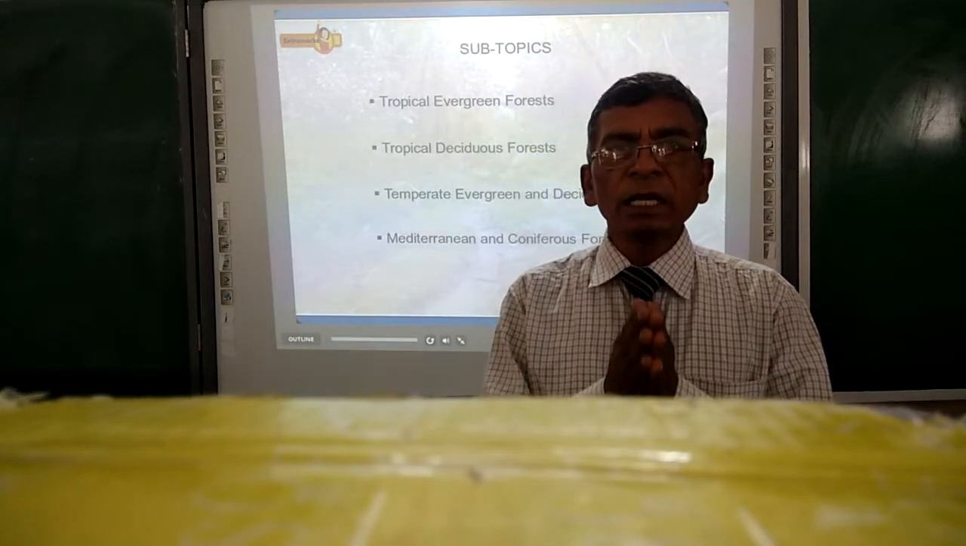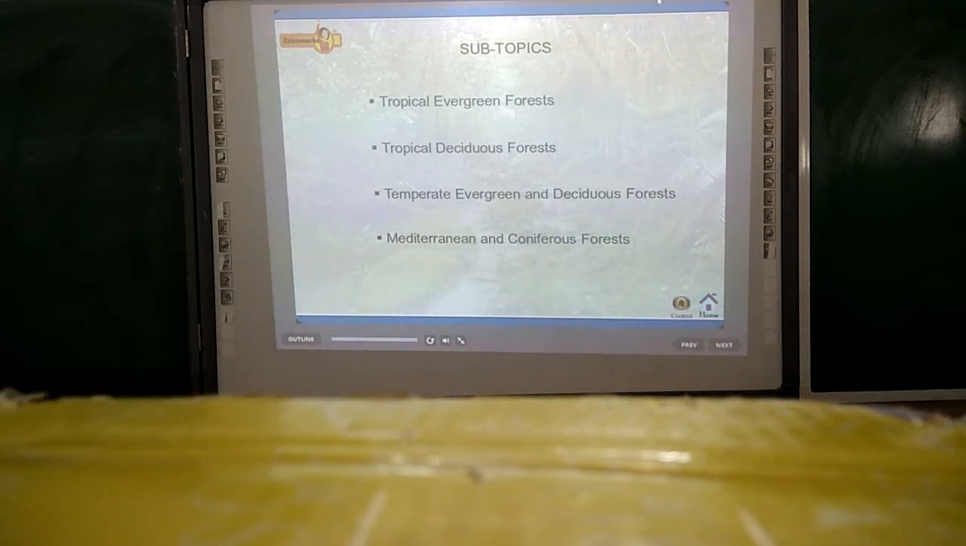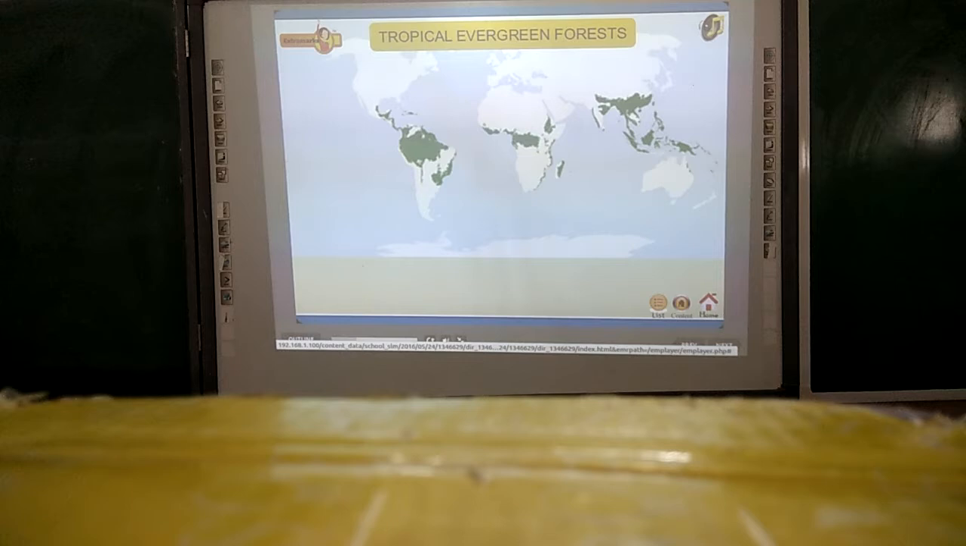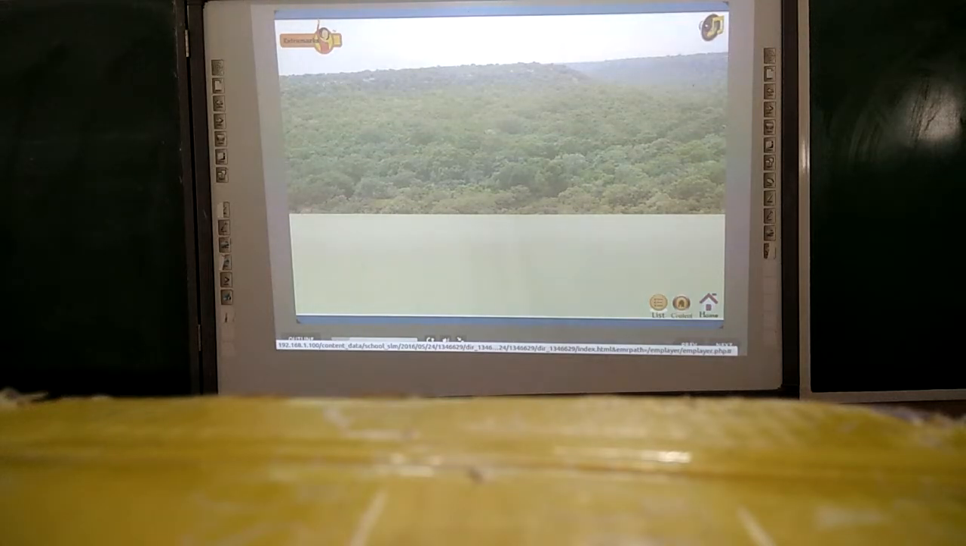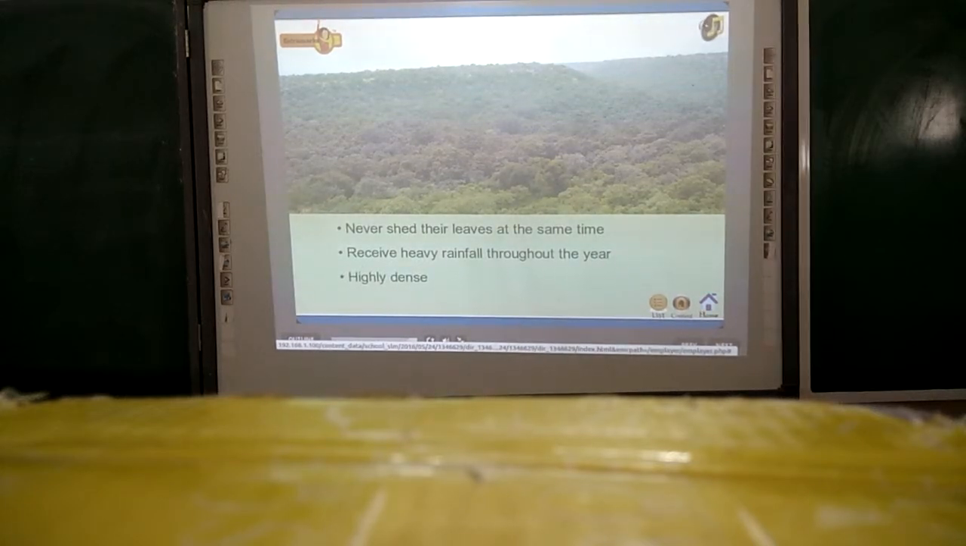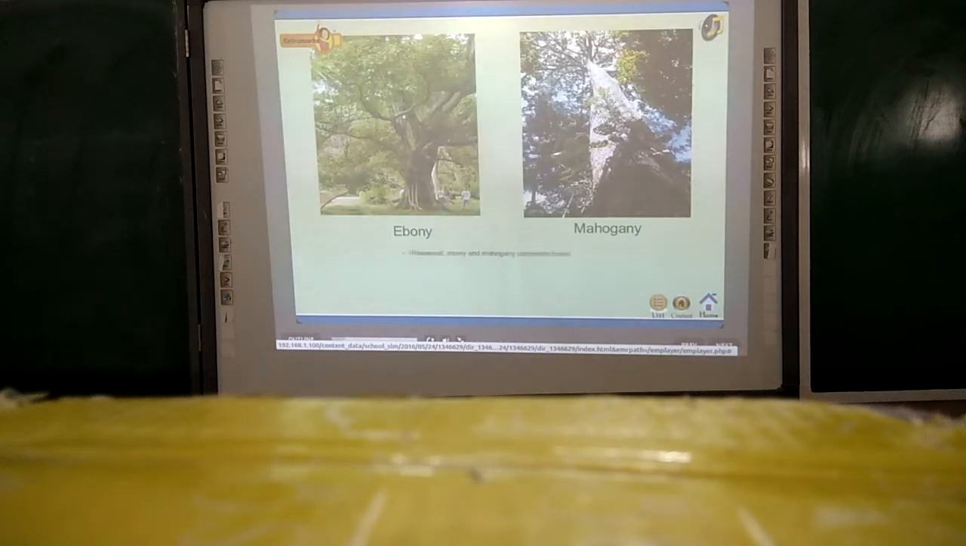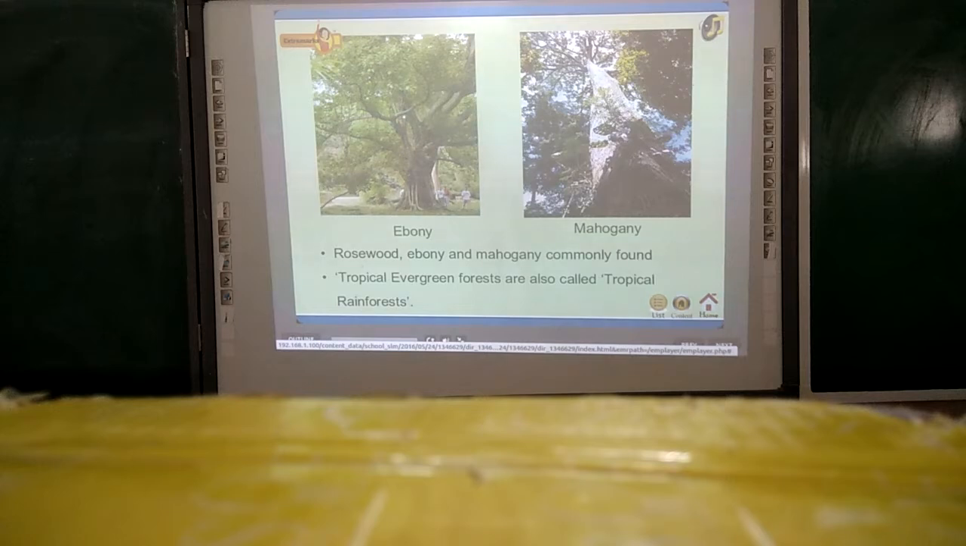First one is tropical evergreen forest. Tropical evergreen forests are found in the regions near the equator and close to the tropics. The main characteristics of the tropical evergreen forests are: they never shed their leaves at the same time. They receive heavy rainfall throughout the year. They are highly dense. Sunlight cannot penetrate even during the daytime. Rosewood, ebony, and mahogany are the commonly found trees. These are also called tropical rainforests.